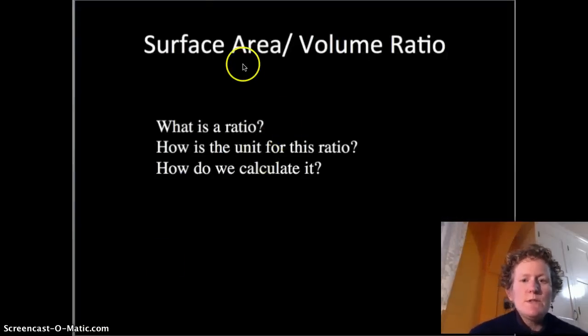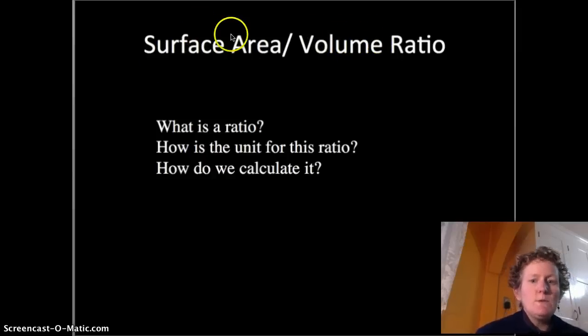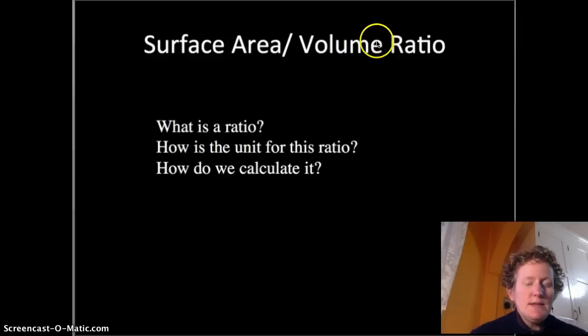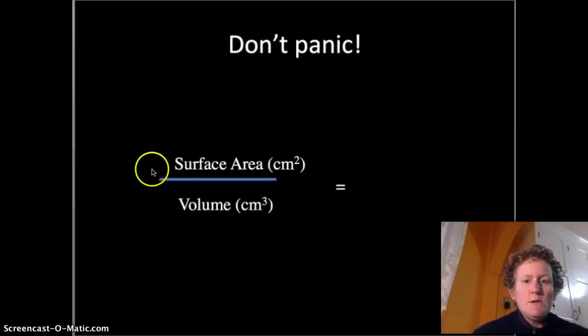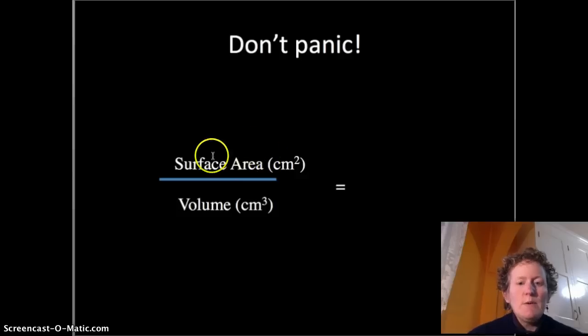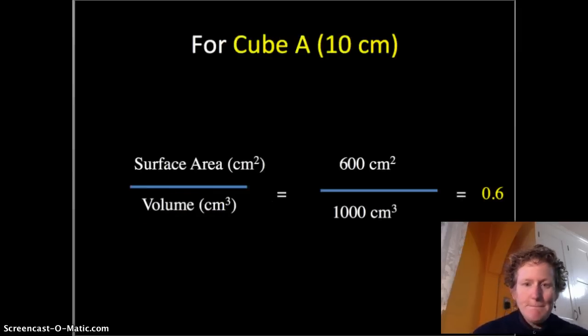So just to review, surface area and volume, that ratio is going to be the surface area in centimeters squared divided by the volume, how much stuff fits in there. It's the outside divided by the inside. We calculate it by taking the surface area and just dividing by the volume. It's pretty easy, don't panic. It's just that number we calculated for surface area in centimeters squared divided by volume in centimeters cubed.